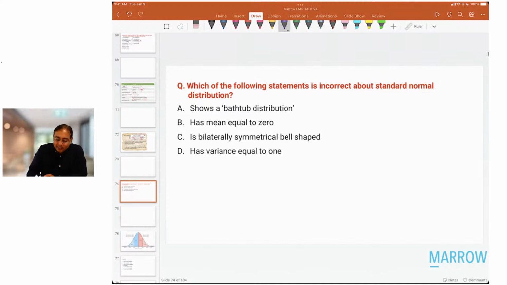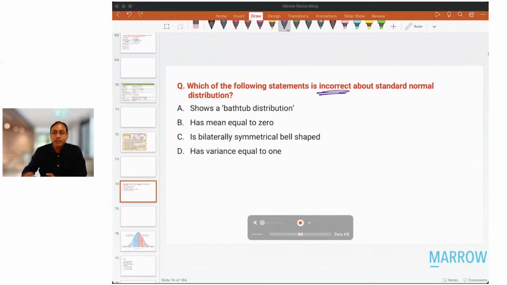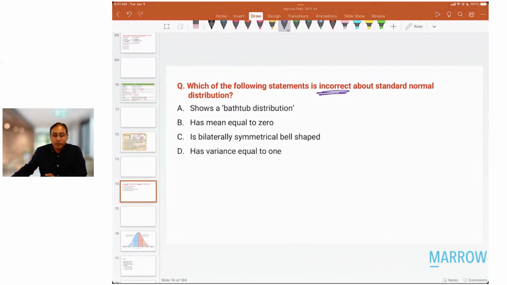So what is incorrect about the normal distribution? It shows a bathtub distribution. It has mean equal to 0. It is bilaterally symmetrical, a bell-shaped curve, and has variance equal to 1. What do you think? Which is incorrect?